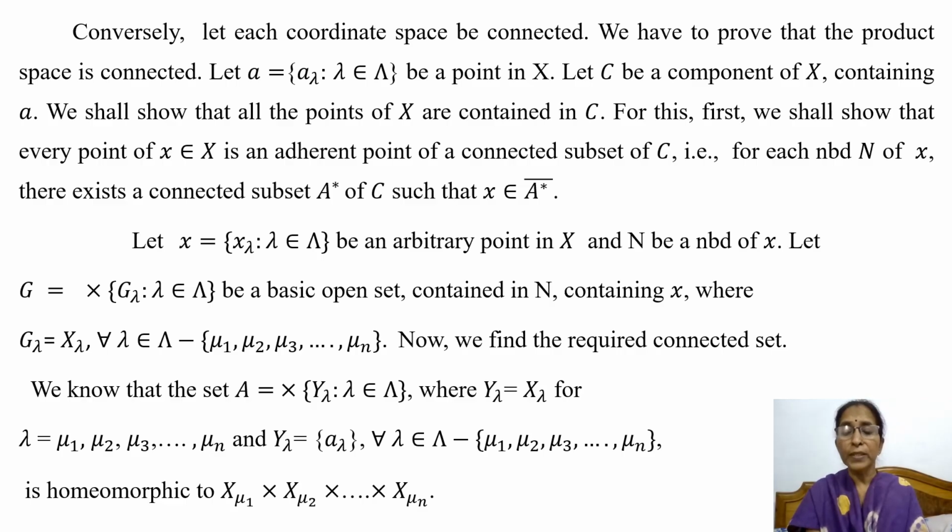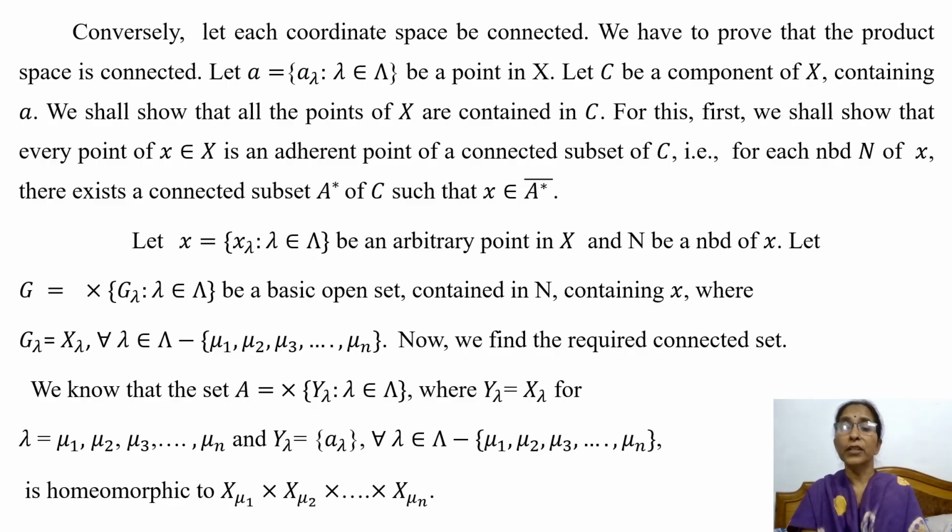in a basic open set in the product space, only a finite number of coordinate spaces are restricted. So here G_λ = X_λ for all λ other than μ1, μ2, up to μn. And that means G_μ1, G_μ2, up to G_μn are proper subsets of X_μ1, X_μ2, up to X_μn.